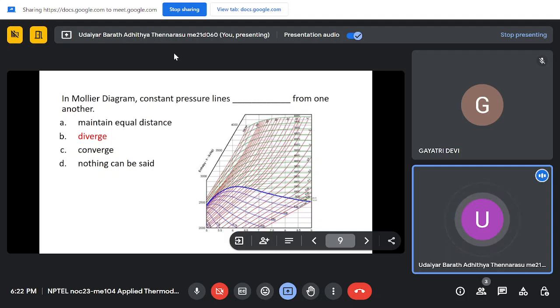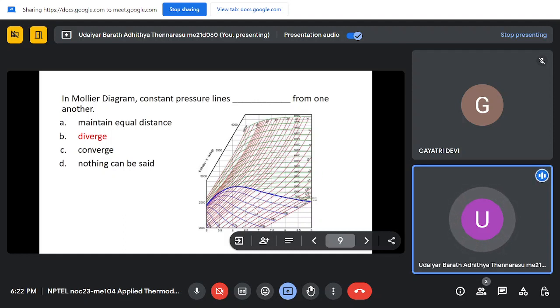Then you can use the TdS relations: dH is TdS minus VdP. Because you are taking pressure as constant, the other part will be 0, so dH by dS will give you temperature. When your pressures are larger, your saturation temperature will also be larger.